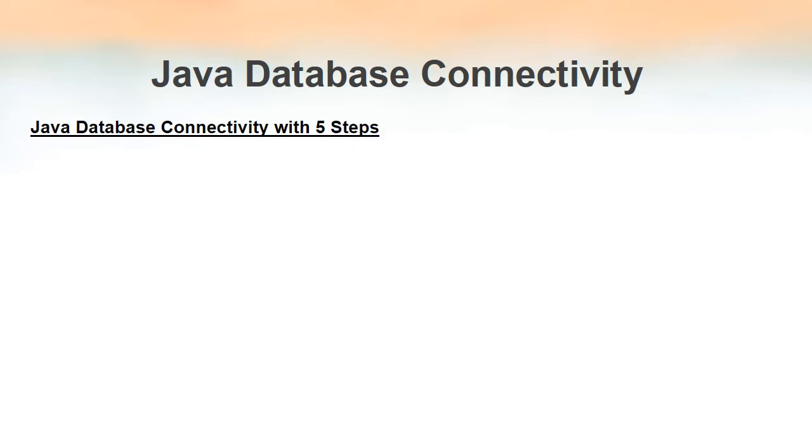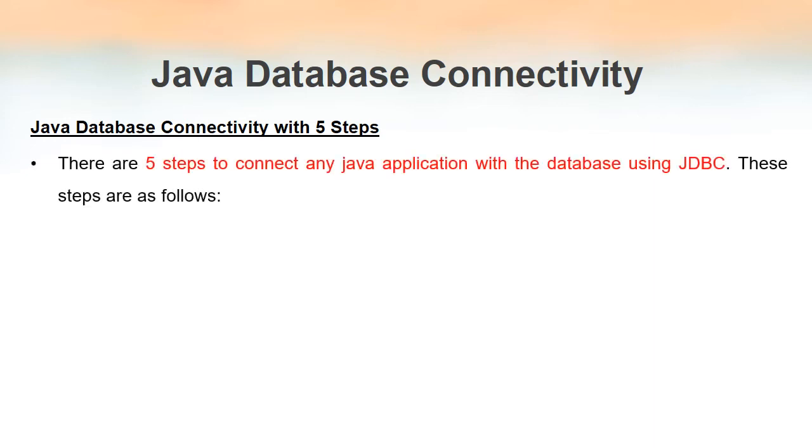Now, how do we connect our Java program to a database by using JDBC? There are basically five steps that we have to follow. First of all, we have to register the driver class. For each database, we have a driver class, and we have to register that first. Then we have to create the connection. Before we can access the database, we have to create the connection and maintain a connection with the database. Only then can we access the data from the database. So that is the second step, create the connection.